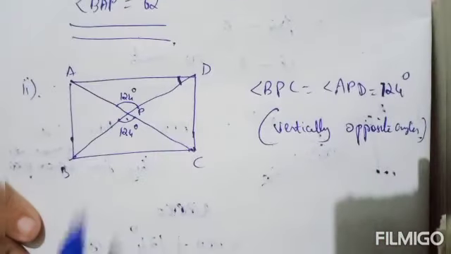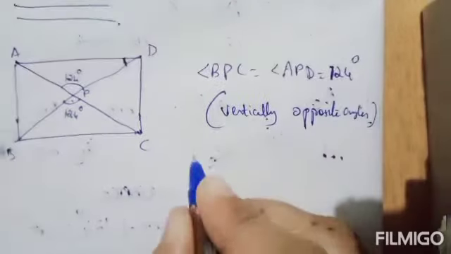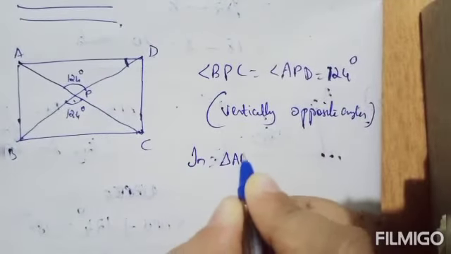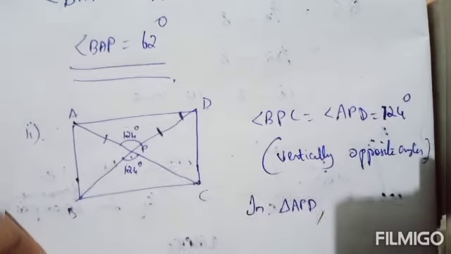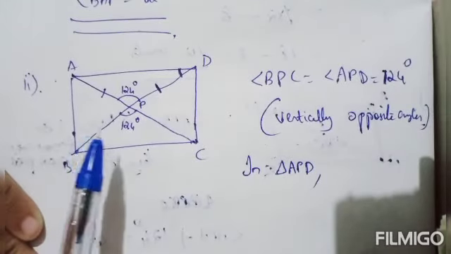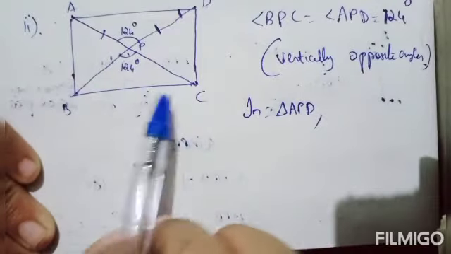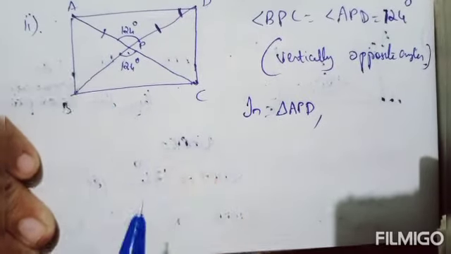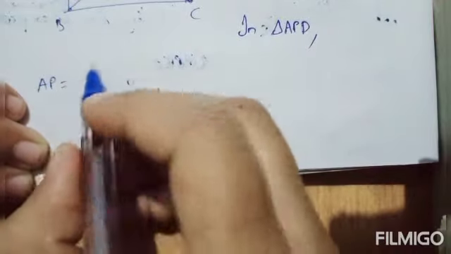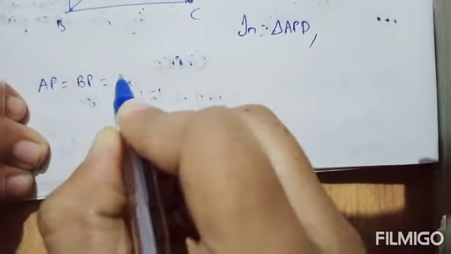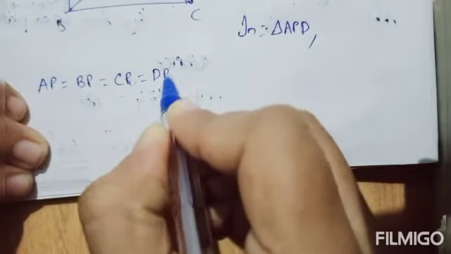Now you can take this triangle APD. In triangle APD, AP equal to DP. We know that since diagonals bisect each other and diagonals are equal, we have this property in a rectangle, that is AP equal to BP equal to CP equal to DP.